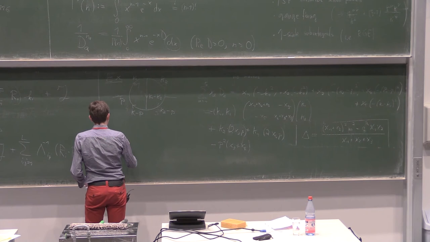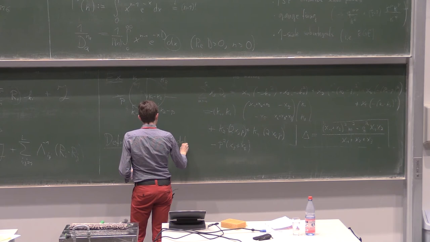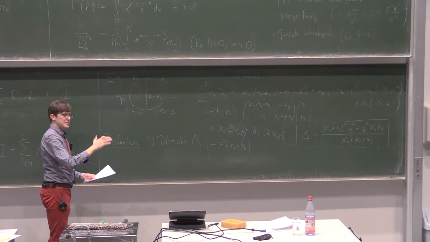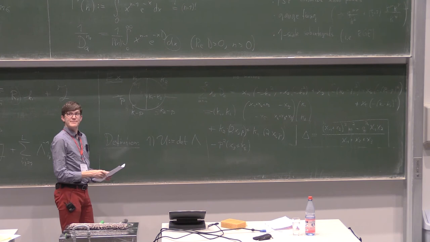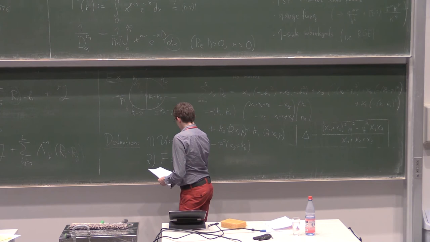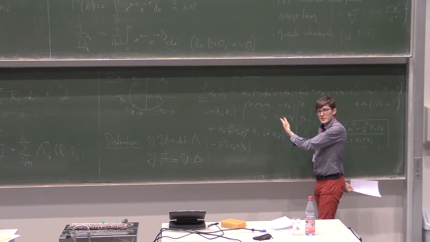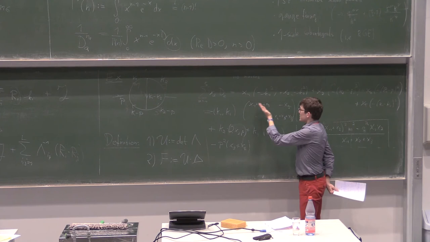So I say, first definition is I define a polynomial U, which is the determinant of this matrix lambda. It's the determinant of the matrix that describes the coupling of the loop momenta and the denominators. And second definition is I define another polynomial called F as U times delta. So think about this for a second. Lambda is a matrix whose entries are linear combinations of the Schwinger parameters. So this is clearly a polynomial. And what is the degree of the polynomial? Well, the matrix is loop number times loop number. So it's a polynomial of degree loop number.